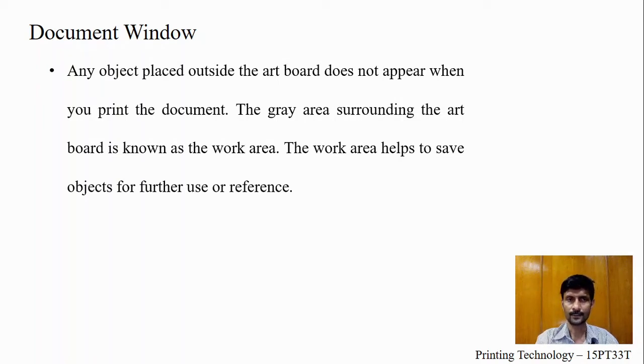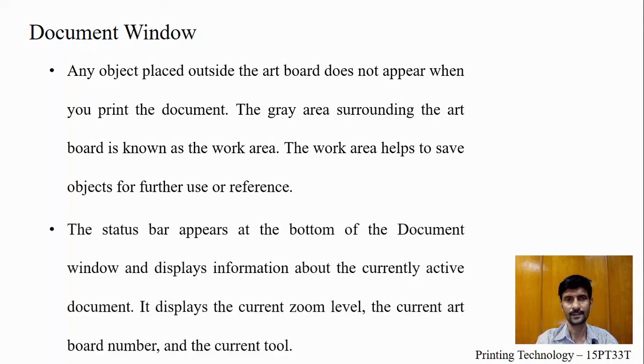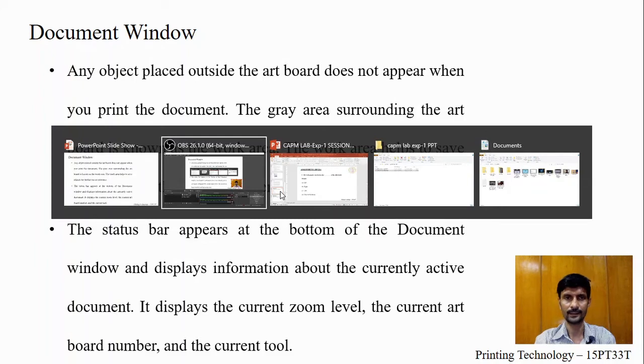The work area helps to save the object for further use or reference. The status bar appears at the bottom of the document window and displays the information about the currently active document. It displays the current zoom level, the current artboard number, and the current tool. Let us see one by one in Illustrator software.